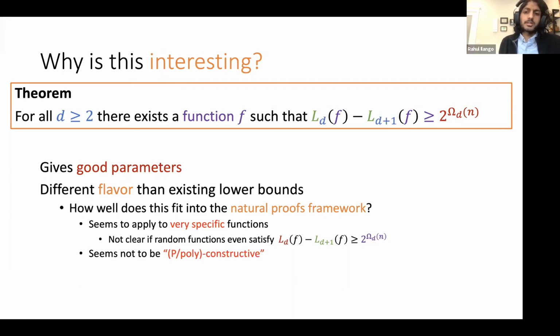And the other thing is that our technique is not very constructive, and doesn't seem to be what's called P-poly constructive in the natural proofs framework, because the way that we lower bound things is we lower bound the complexity of a function in terms of quantities that are NP-hard to compute. So it's not clear how to make this a very constructive argument. And we also use randomness.